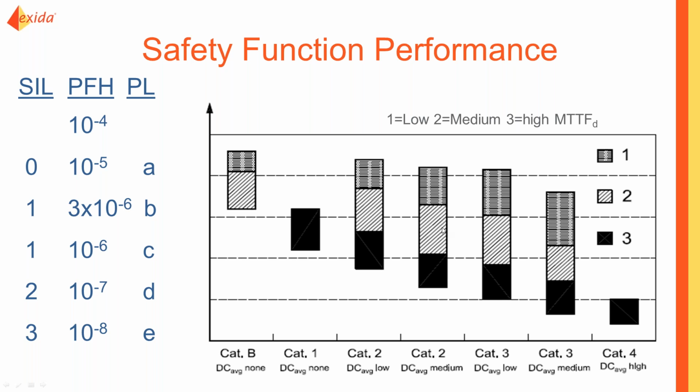So if we look, say over here, if we have a high mean time to fail dangerous, which would be a low failure rate, and we use a category 3 architecture with medium diagnostics, we're going to achieve somewhere between a D to an E. If we use a category 4 architecture, then we're going to achieve an E. And likewise, if we used this category 3 with medium diagnostic coverage, but we had a low mean time to fail dangerous or a high failure rate, we are only achieving somewhere between a B and a C. So it gives guidance, but it's semi-quantitative in the approach.